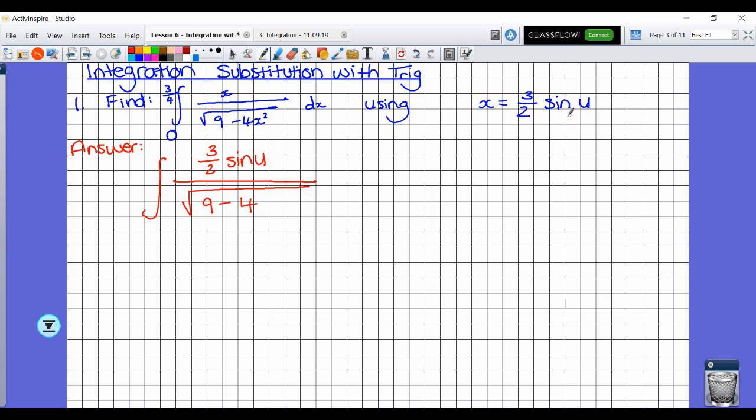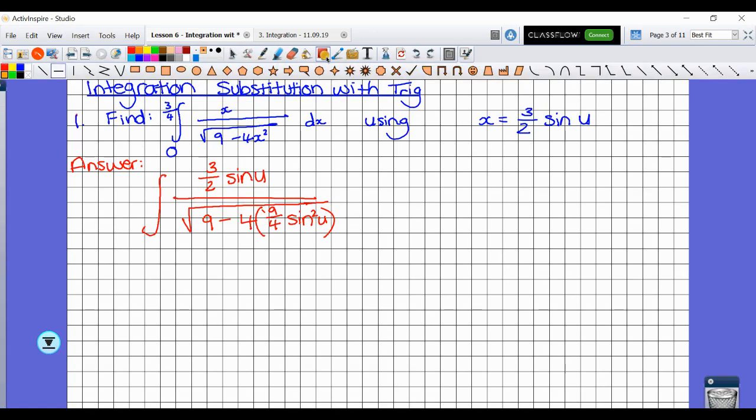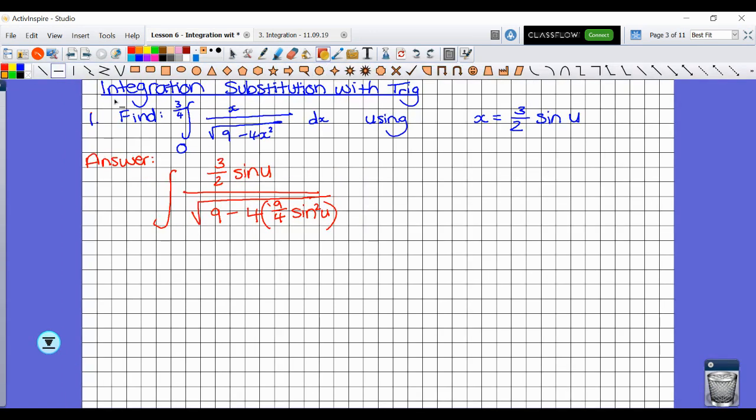Now, if I know what x is, we can quite easily square this. So to square a fraction, you just square the top and square the bottom. So this is going to give, just open brackets here, it's going to give me 9 over 4. And if you square the sine, you just get sine squared u. Okay, so all I've done is change the x's for that amount. Right, what I'm going to do is draw my line, and then we're going to start doing all the working at the right hand side, including dx and including our limits in here.